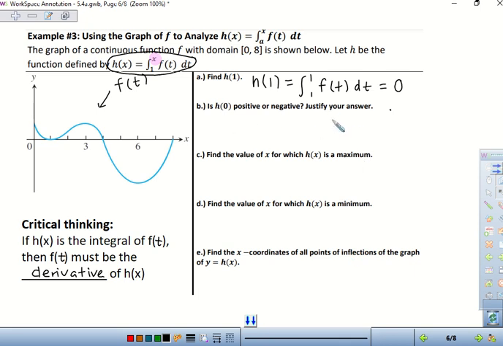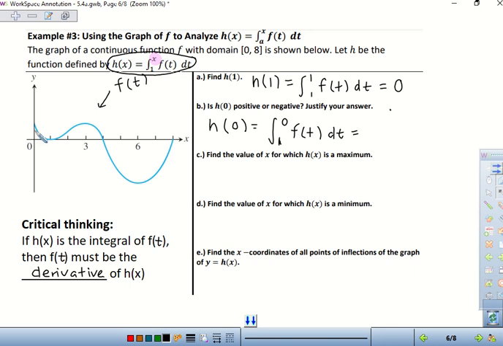Is h of 0 positive or negative? Well, let's see what h of 0 even looks like, so I can visualize what's happening. So it's the integral from 1 to 0 of f of t. Now what you should notice right off the bat, what's weird about this integral? It's flipped. Therefore, whatever it looks like over here, it's going to be the opposite, right?